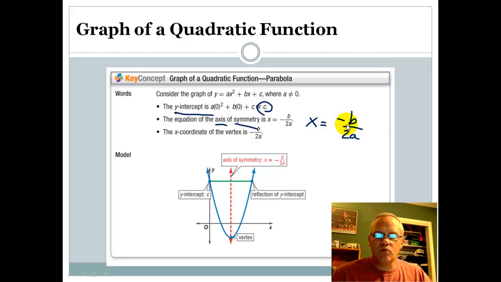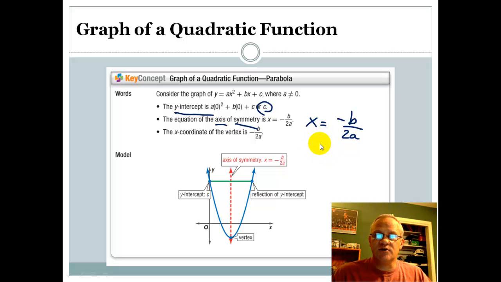And so what that means is, remember the a, the b, and the c in our formula? All you're going to do is use the number that's in front of the x, that's the b that goes in up here. The number that's in front of the x squared goes down here. And when you work that out, you're going to get x equals some number.